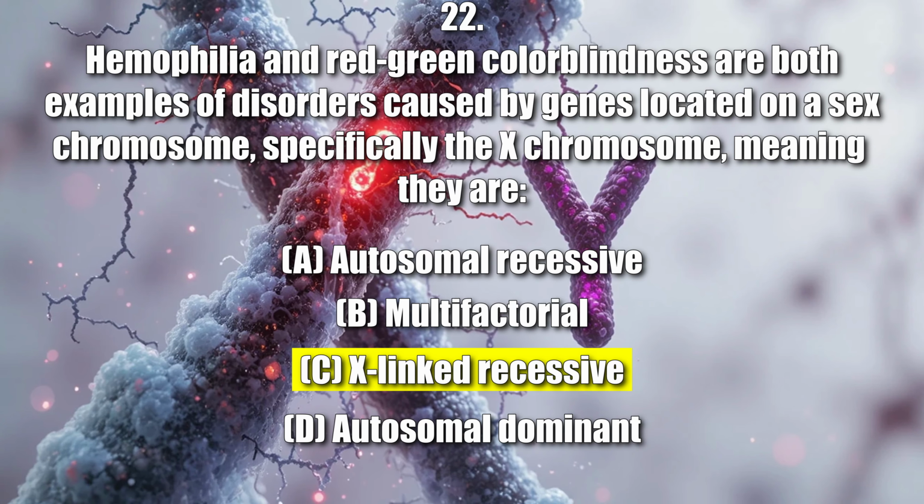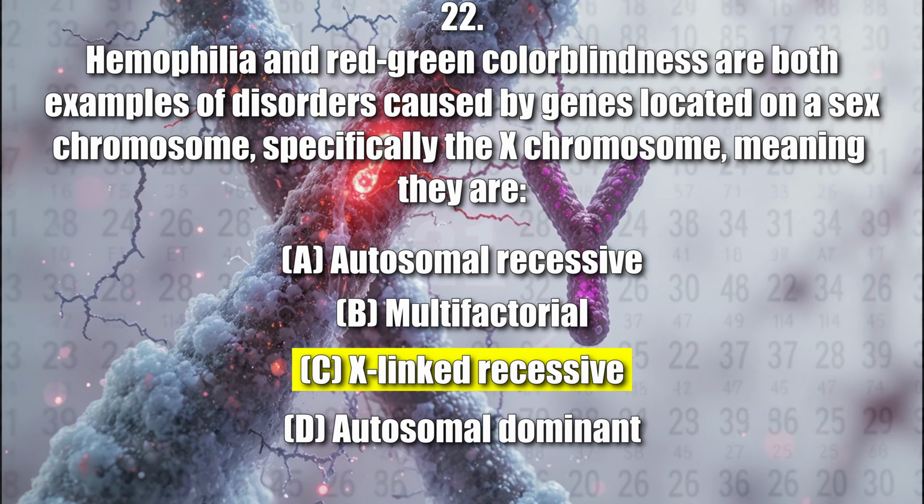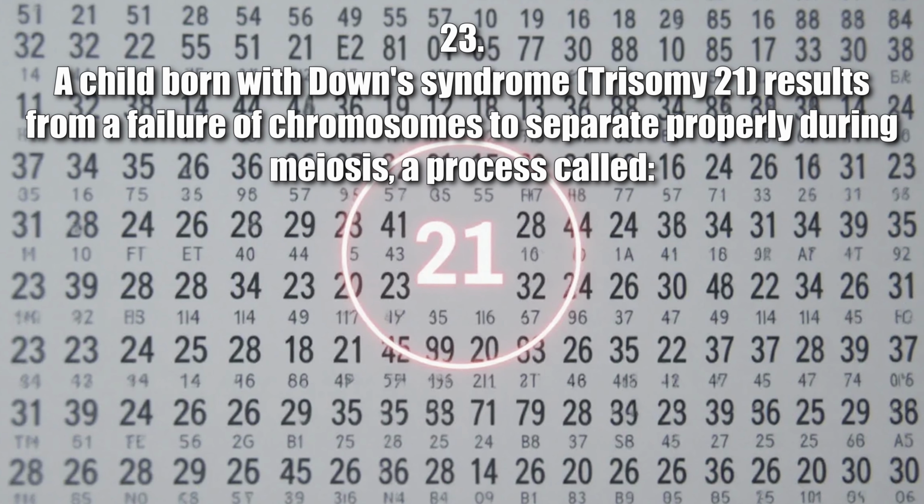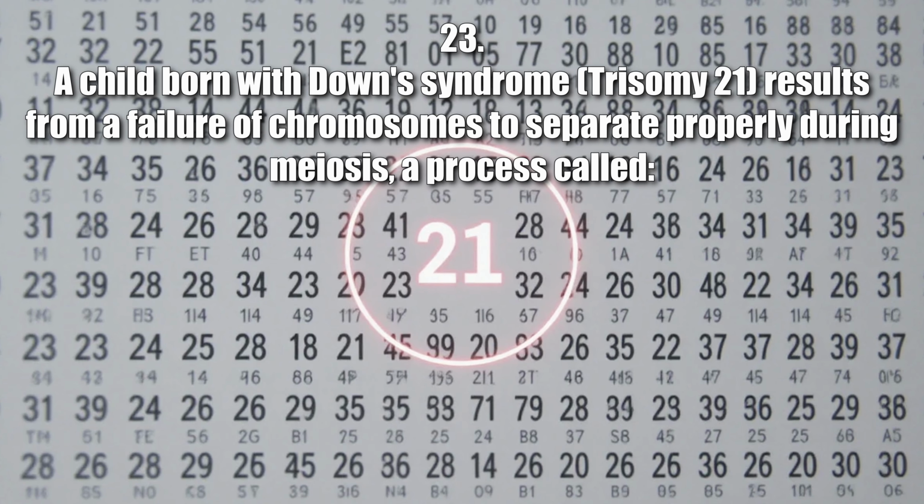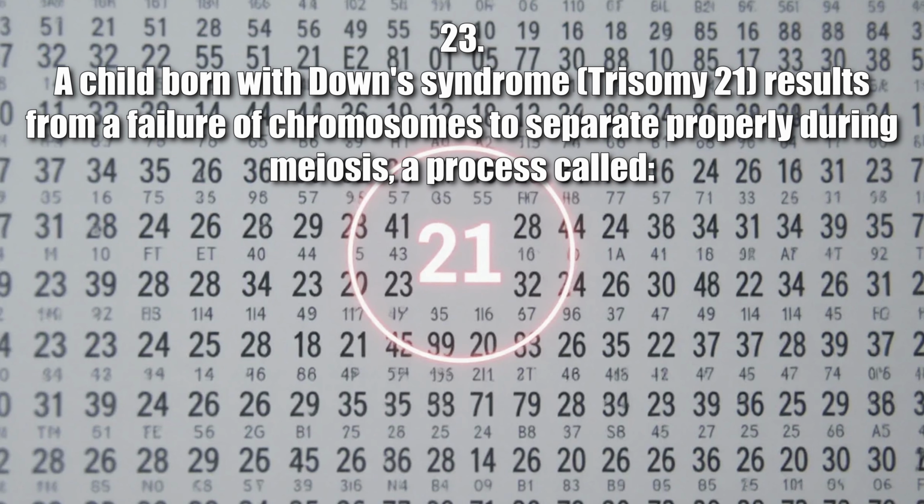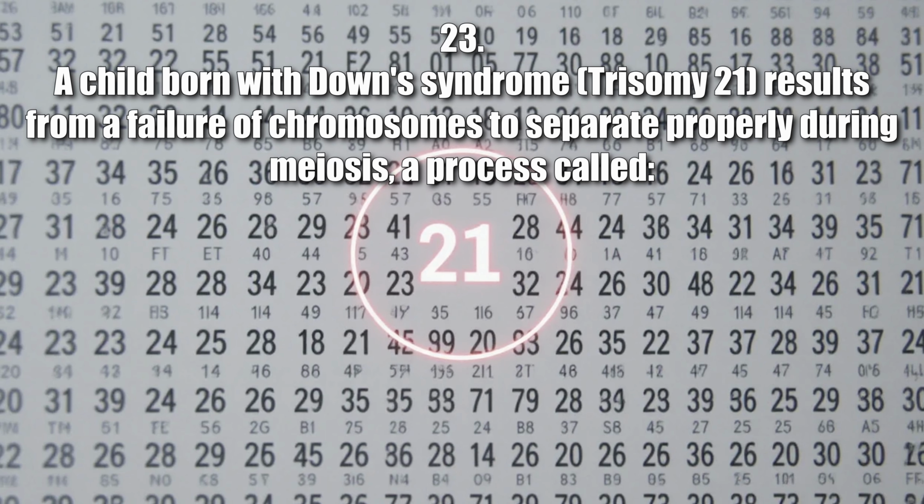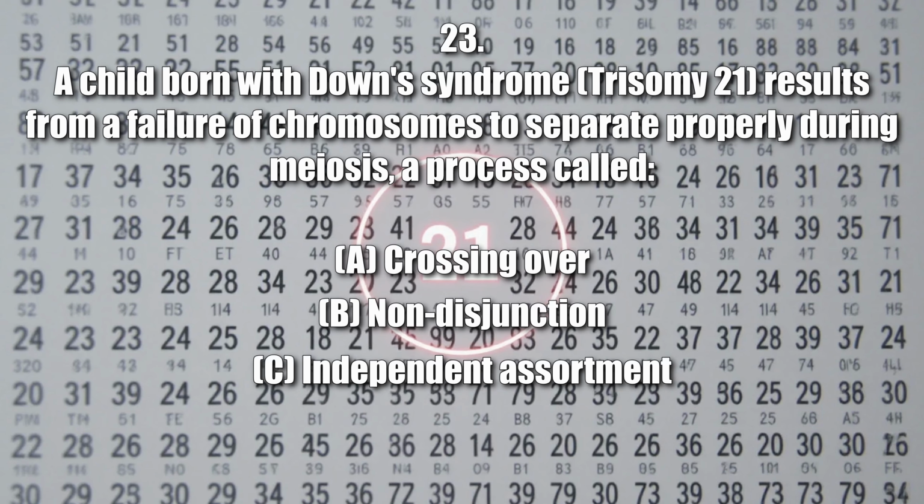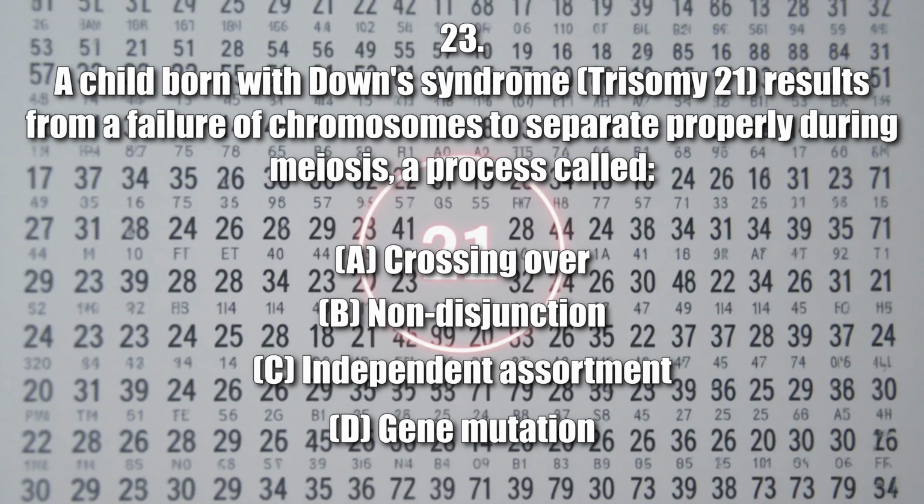The correct answer is C. X-linked recessive. 23. A child born with Down syndrome, trisomy 21, results from a failure of chromosomes to separate properly during meiosis, a process called A. Crossing over. B. Non-disjunction. C. Independent assortment. D. Gene mutation.